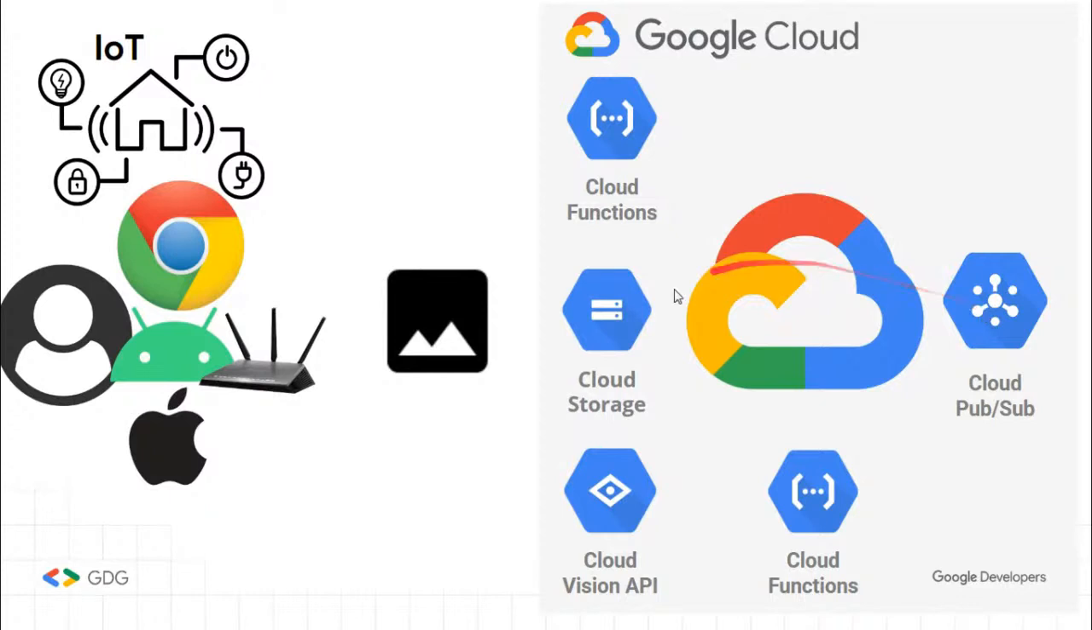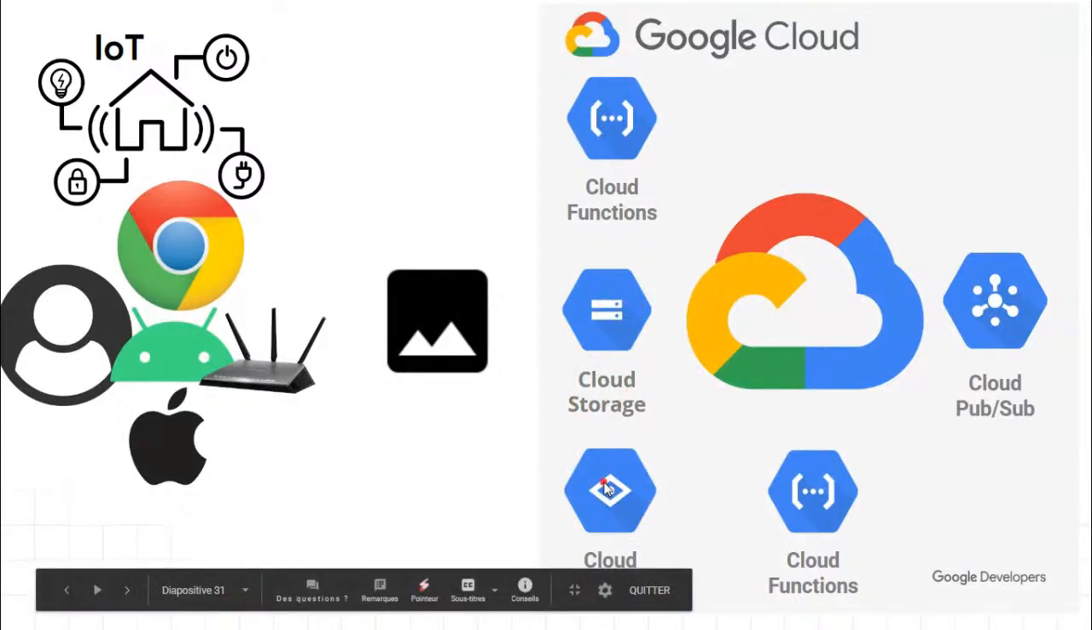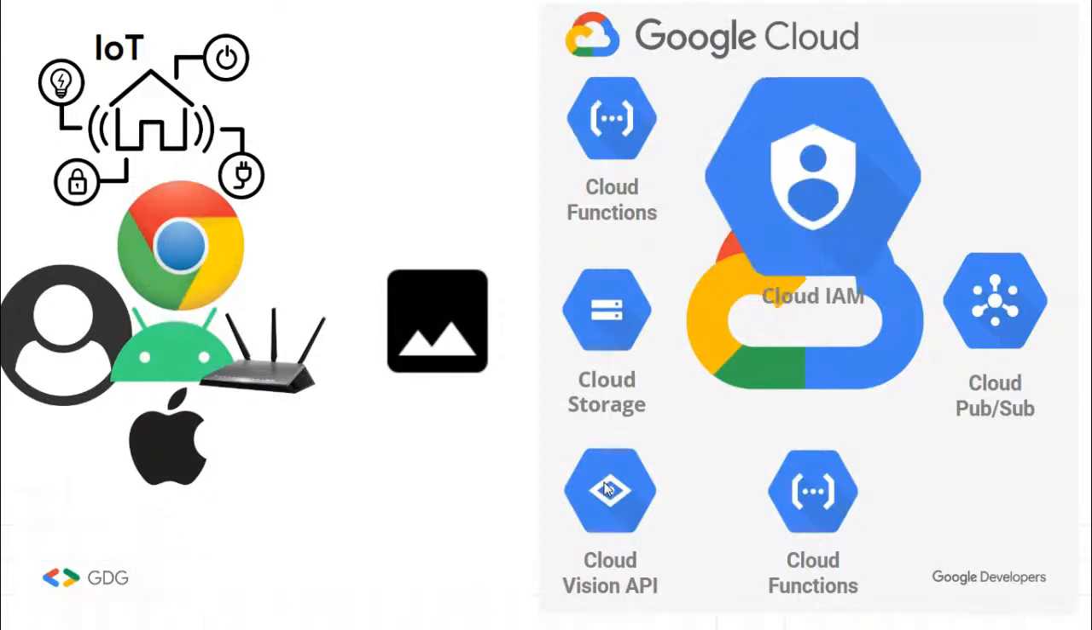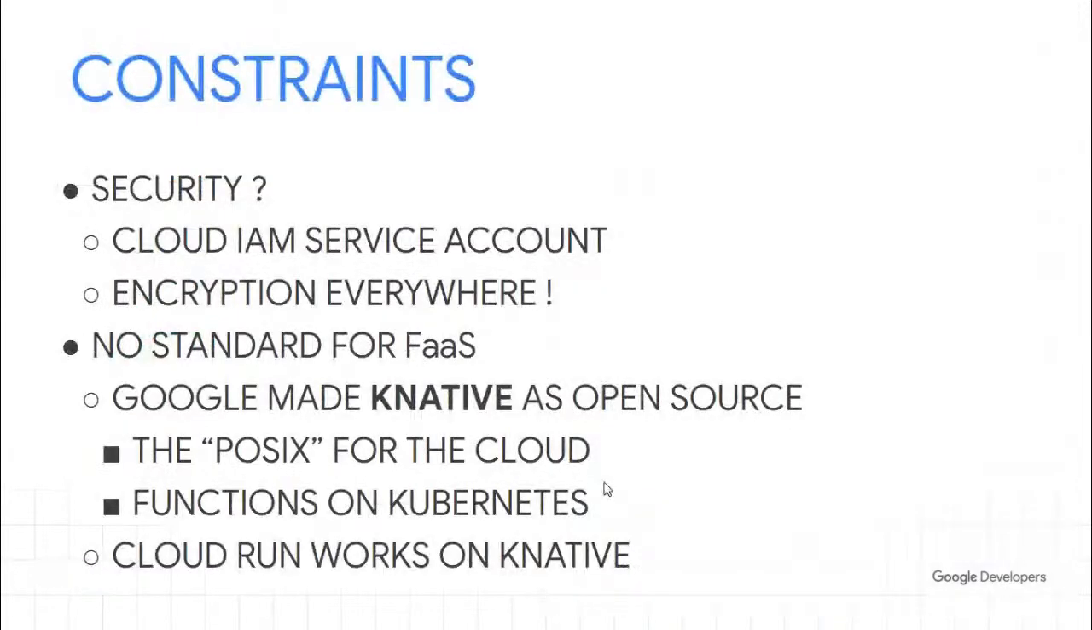So if we see this, we can consider the storage as a publisher and Cloud Vision as a consumer. You don't need a human to consider it as a publisher or a subscriber. Okay. And then you manage this, of course, using Cloud IAM. How about security? There is Cloud IAM and the same constraints we saw earlier with Cloud 2.0.